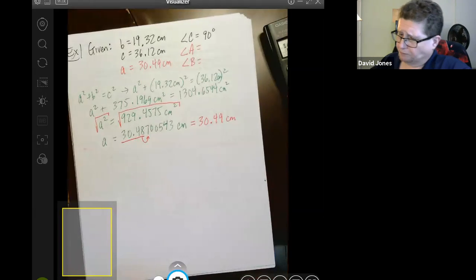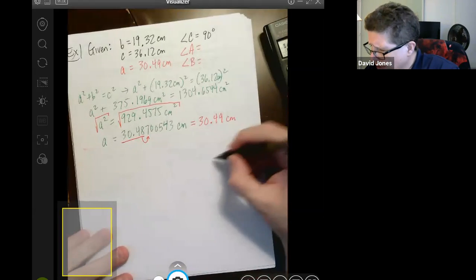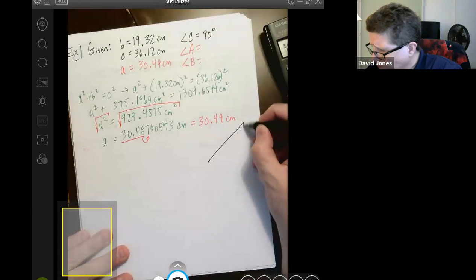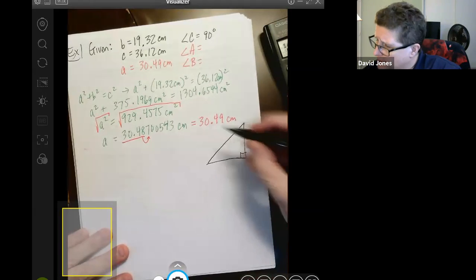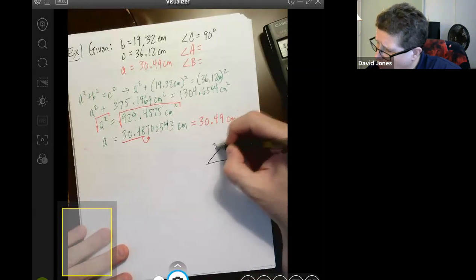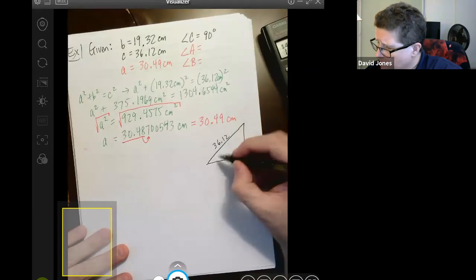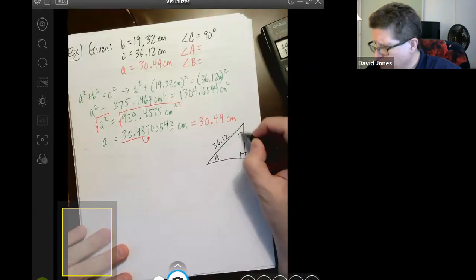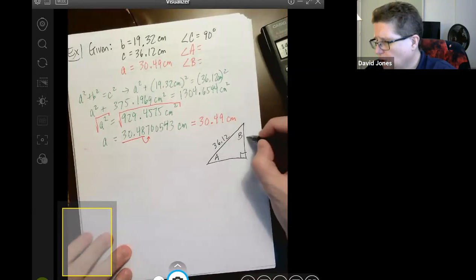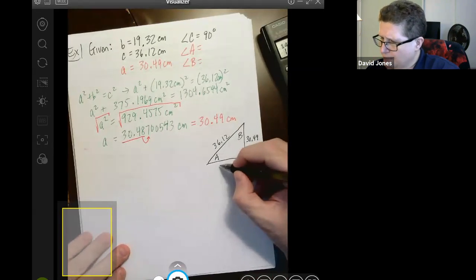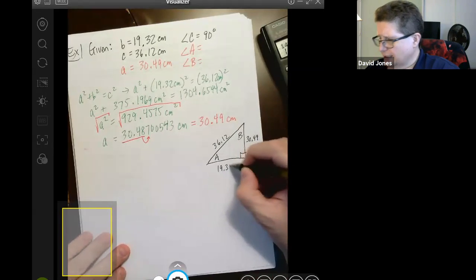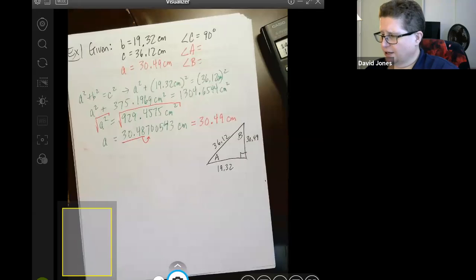All right. Before I continue, I'm going to draw the triangle just so I can see what's going on. It's easier to keep track of stuff. C was 36.12. I'm going to label angle A and B because that helps me choose where side A and side B go. That matters because we have to use the trig functions to find the other two parts.